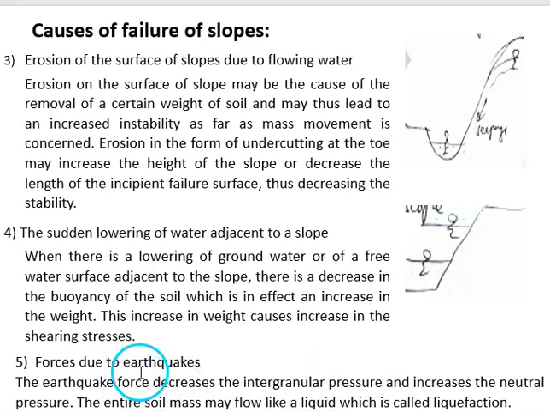Then the fifth one is forces due to earthquakes. The earthquake force decreases the intergranular pressure and increases the neutral pressure. The entire soil mass may flow like a liquid, which is called liquefaction.